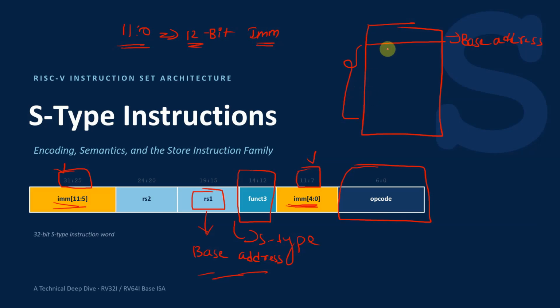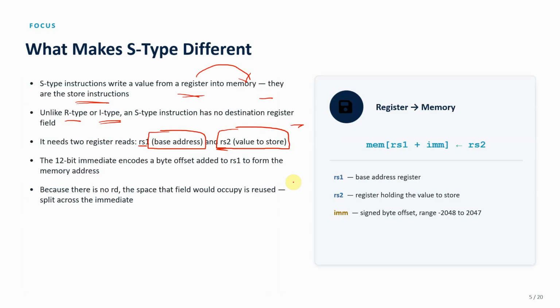Let's say after 1, 2, 3, 4 locations, this location I want to access, then my offset address will be equal to 4. This offset will be stored inside your 12-bit immediate. You are going to provide the offset using this immediate field. That is the use of the offset address. So the 12-bit immediate encodes a byte offset added to RS1. We add it to the base address to form the entire memory address.